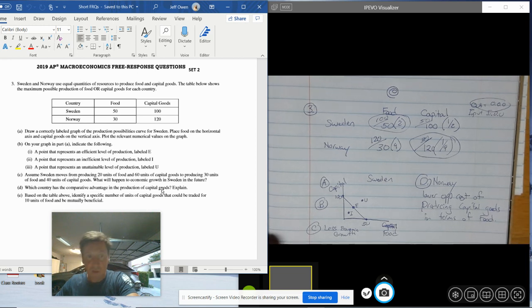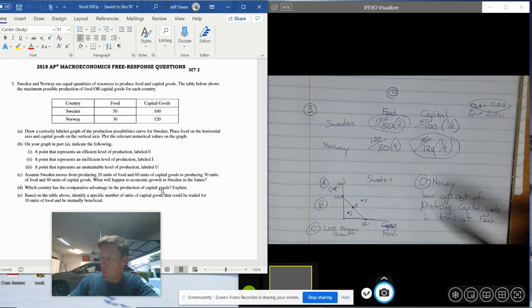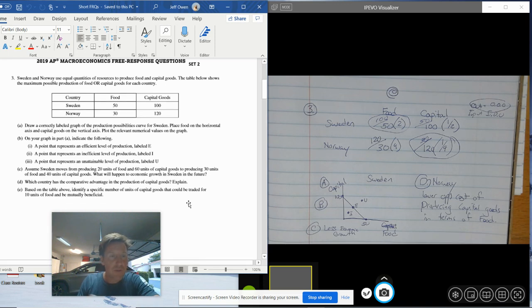If you really want to get fancy, you can explain it out and say, well, when Norway produces 1 capital good, they give up a 4th, and Sweden, when they produce 1 capital good, they give up a half. 1/4 is less than 1/2, but that just seems redundant. I would just say Norway has a lower opportunity cost of producing capital goods than Sweden, and that would be an acceptable answer.